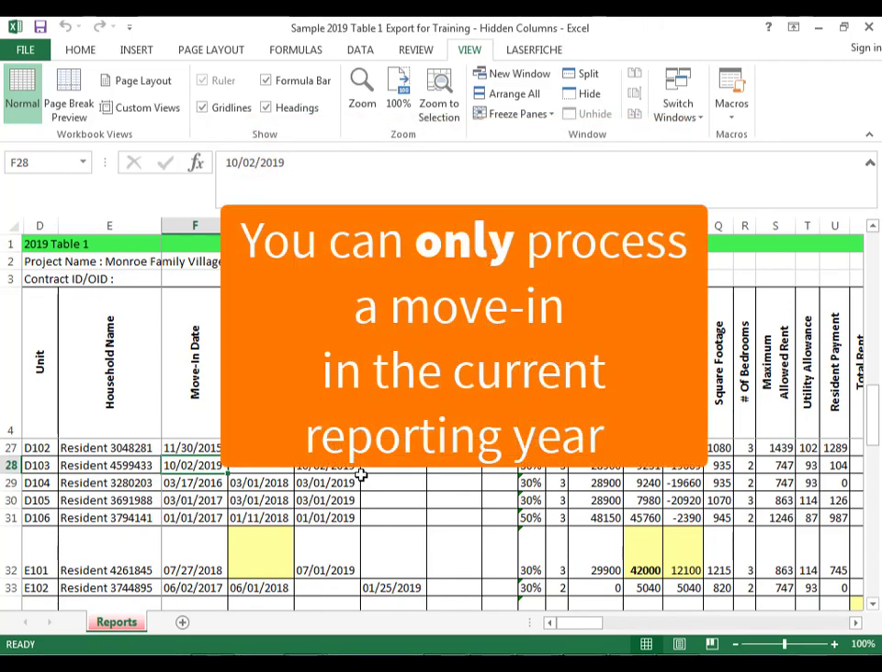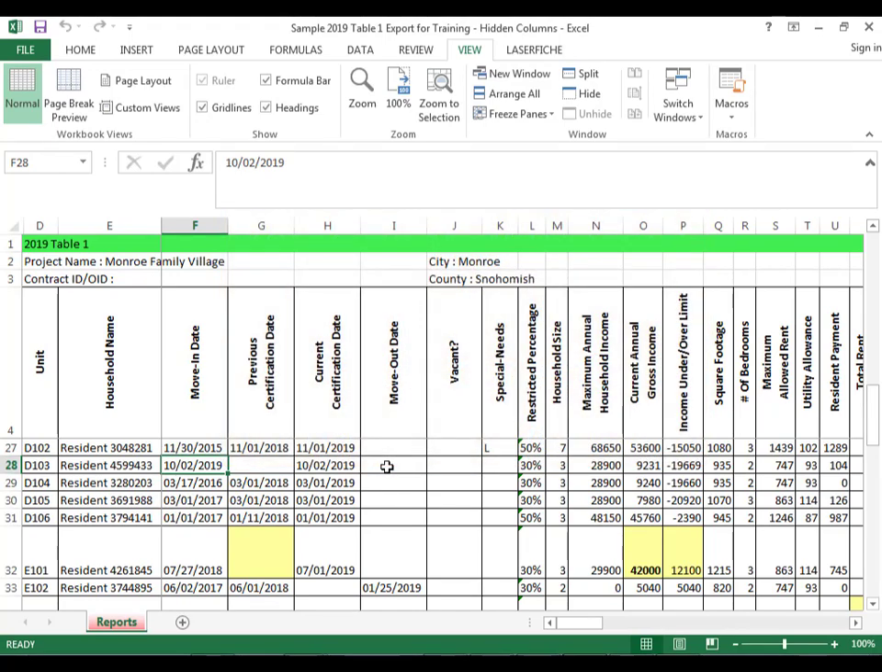Note, you can only process a move-in in the current reporting year. So if they moved in 2018 and somehow they got typed over, they didn't come across in an upload, whatever the issue is, you would have to move them in as of 1/1/2019, fill in the information, and then in the comment field, explain and put their actual move-in date.